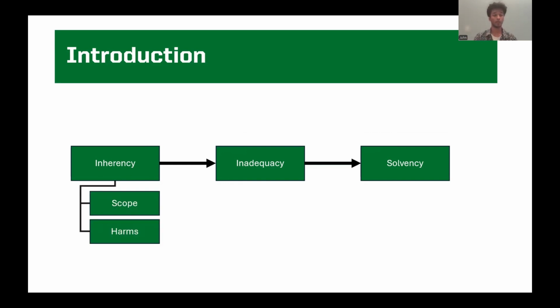With inherency, we want to remember to include both the scope and harms. So to prove that this is an issue, we want to talk about who it's affecting and how it's affecting them. This will bolster your introduction.